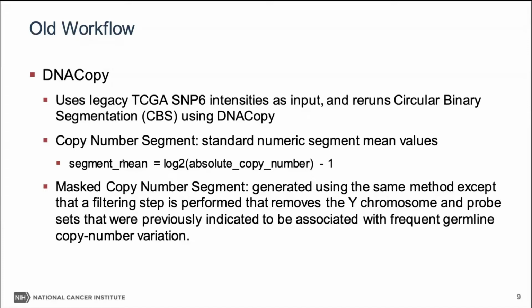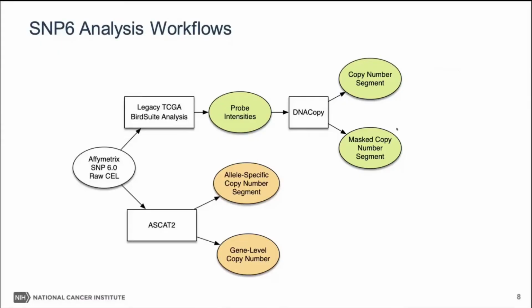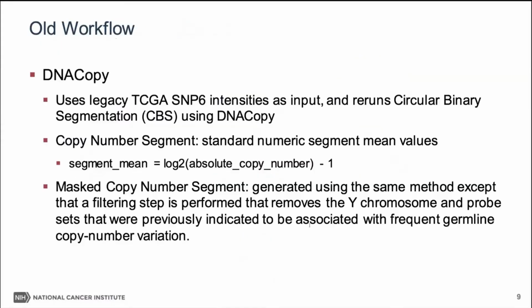And there are also differences between the copy number segment and the masked copy number segment. In the masked copy number segment files, some of the probes that are more likely to be variable in the germline setting are removed. This is consistent with how TCGA did that previously. So the masked copy number segment is what we expect most users will take for their analysis.